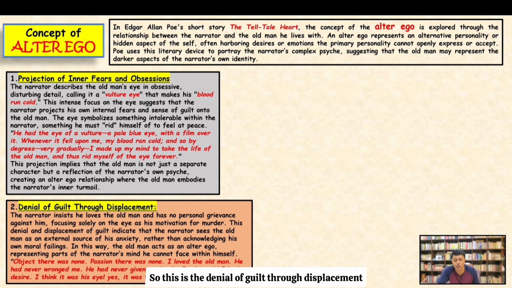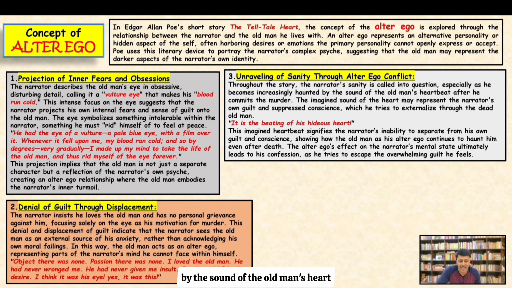It is the beating of his hideous heart. So throughout the story, the narrator's insanity is called into question, especially as he becomes increasingly haunted by the sound of the old man's heart, or heartbeat, after committing the murder. So this imagined sound of the heart may represent the narrator's own guilt and suppressed conscience, which he tries to externalize to the dead old man. This imagined heartbeat signifies basically the narrator's inability to separate from his own guilt and conscience, showing how the old man, as his alter ego, continues to haunt him even after death.